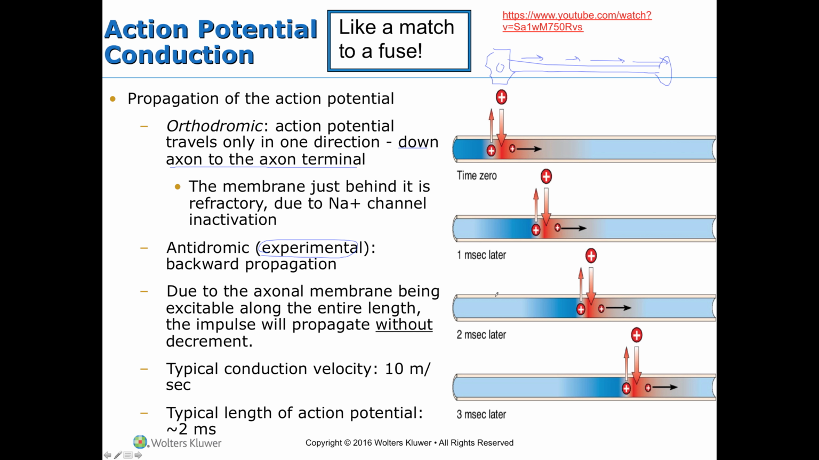So due to the axonal membrane being excitable along its entire length, the action potential will propagate without decrement. It's a non-decremental signal, meaning that the action potential is a particular strength here, as it is here, as it is here. It's the same strength. The typical conduction velocity for an action potential is about 10 meters per second, and the typical duration is about 2 milliseconds. So it's like a match to a fuse, and I have a video right here that I'll show you.